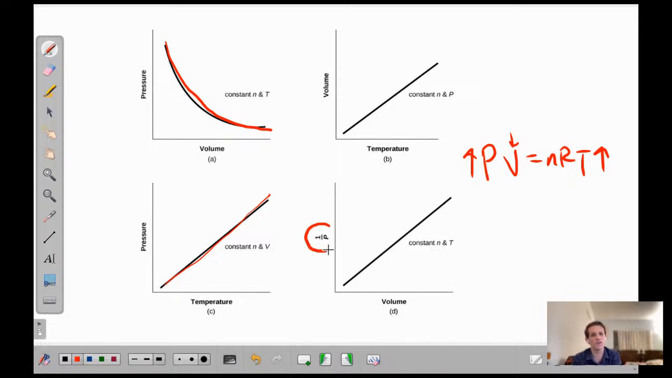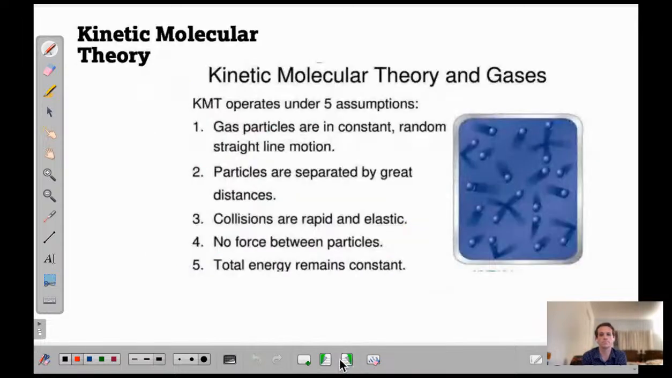Sometimes they get weird on you, and instead of putting pressure and volume like this one, they give you something like 1 over pressure. That's still showing an inverse relationship, but the graph actually ends up being a linear line. So be familiar with these, be able to look at a graph and know what it's trying to say. This is explicitly stated in the College Board outline of the course, that you should know the graphs that are related to the ideal gas law.